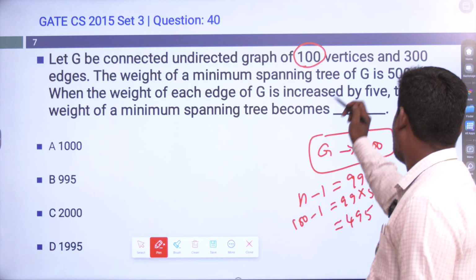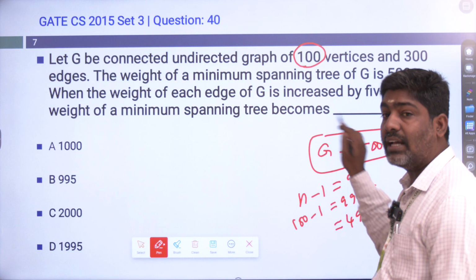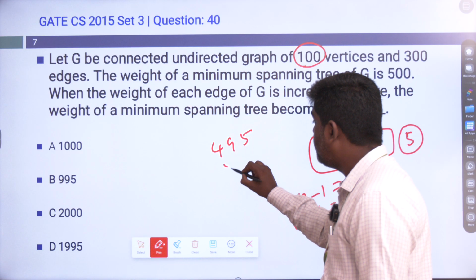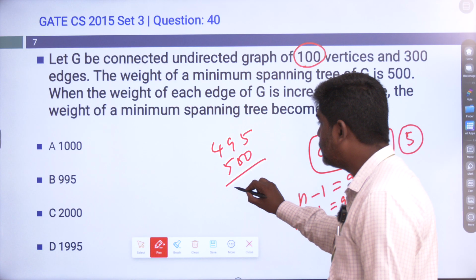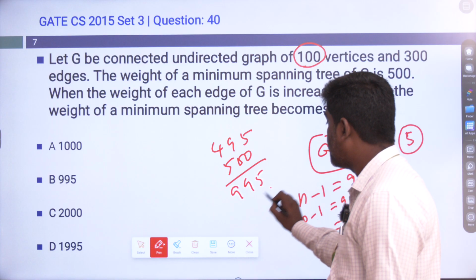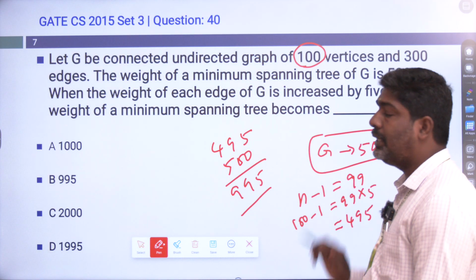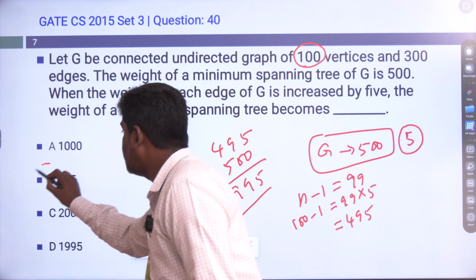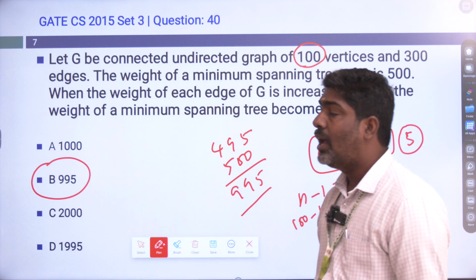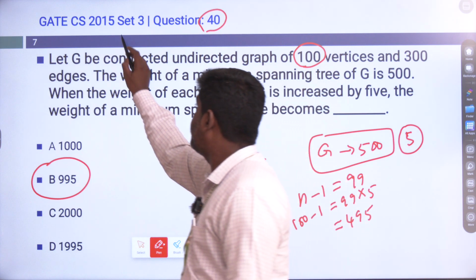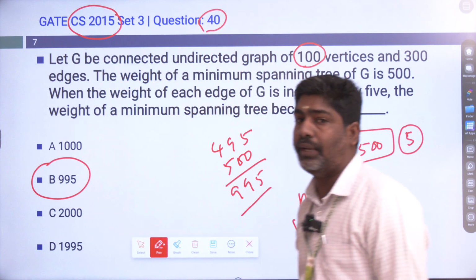Okay, so this 500 is already given. We need to calculate that 495 plus 500 equal to 995. So this is the weight of the minimum spanning tree finally. So here the answer is B. This question was asked as question number 40 in GATE CS 2015.